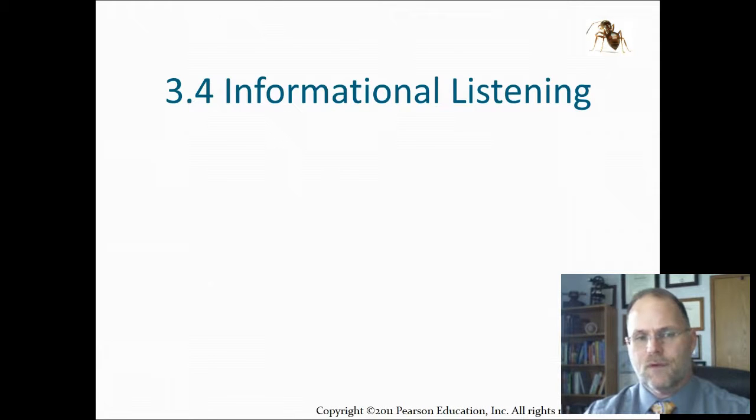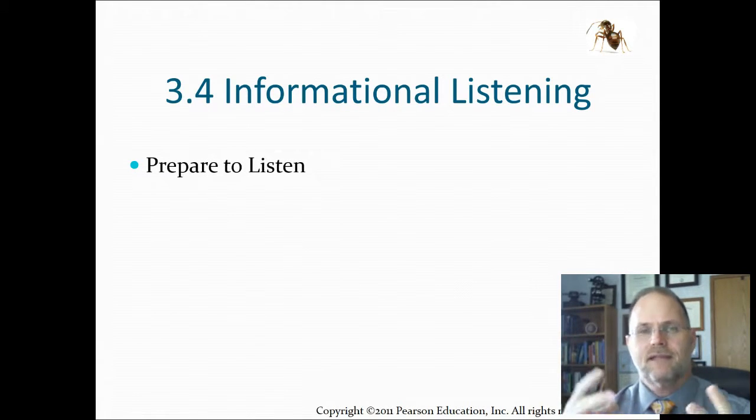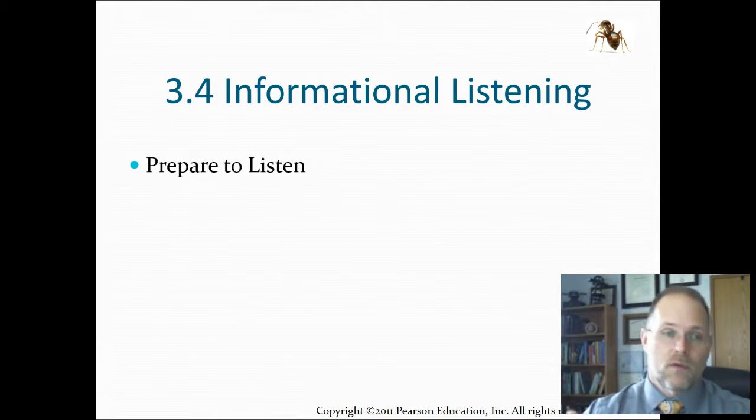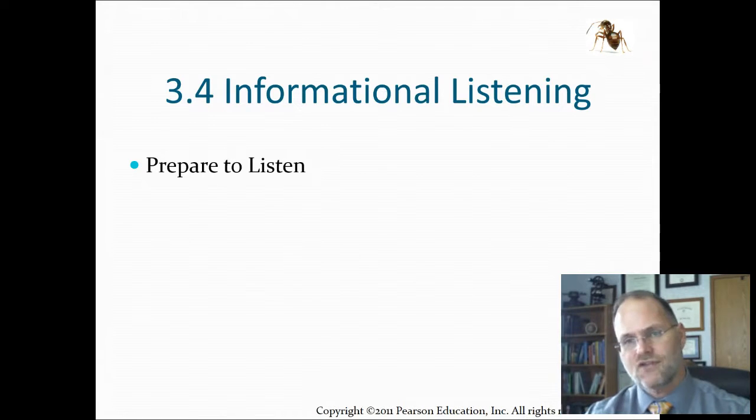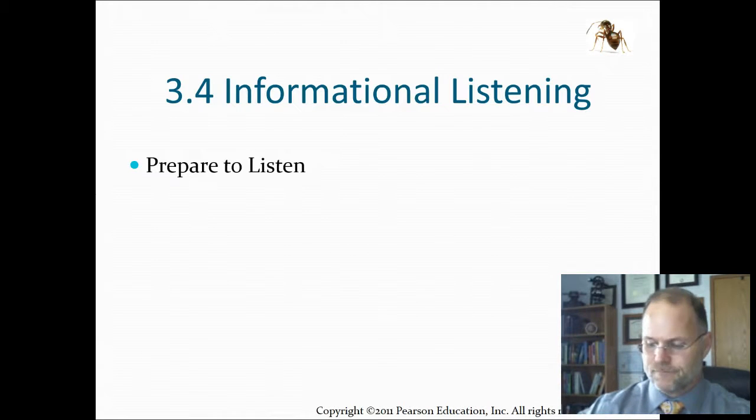Now, one of the things that the book covers is informational listening, and this is very important. This is key to your classwork, key to school, all of that. This is listening to learn something. So first off, you need to prepare to listen. If there is information that you can read up on ahead of time before class, read it. Do the reading so that when you're listening in class, you're not trying to muddle through with that semantic noise because you don't understand the terms because you didn't prepare.